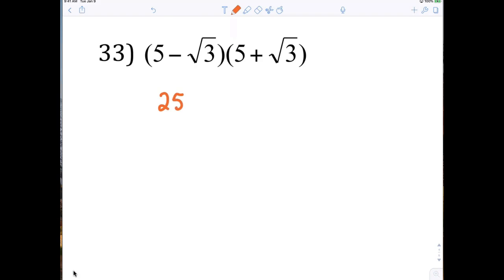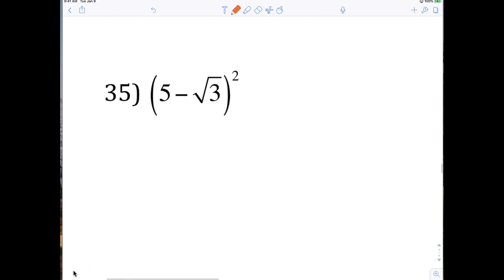Okay, here we go. 25. Now, keep in mind, this and this are going to do what to each other? Exactly. So it's 25 minus 3. Beautiful. Which is what? 22. Easy enough. I don't understand how you got minus 3. What's the square root of 3 times the square root of 3? Okay, 3. So I got it. Okay, I understand.